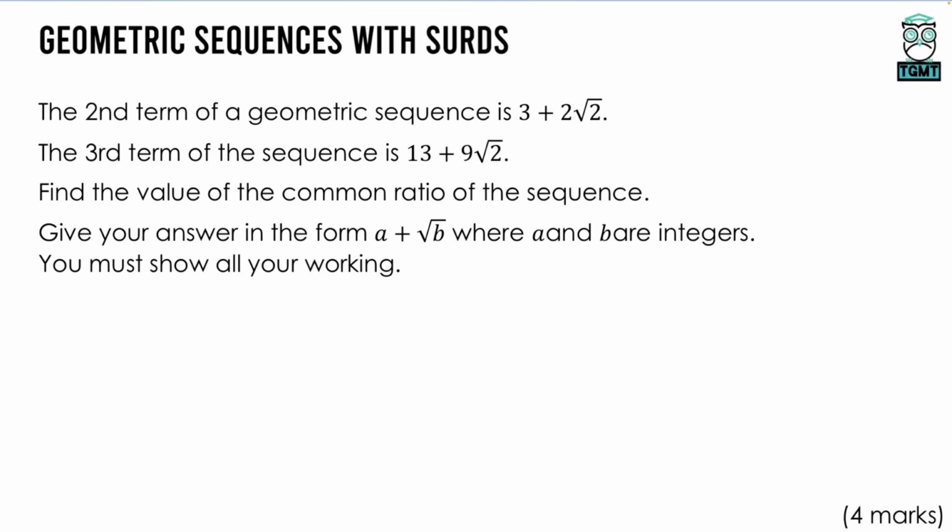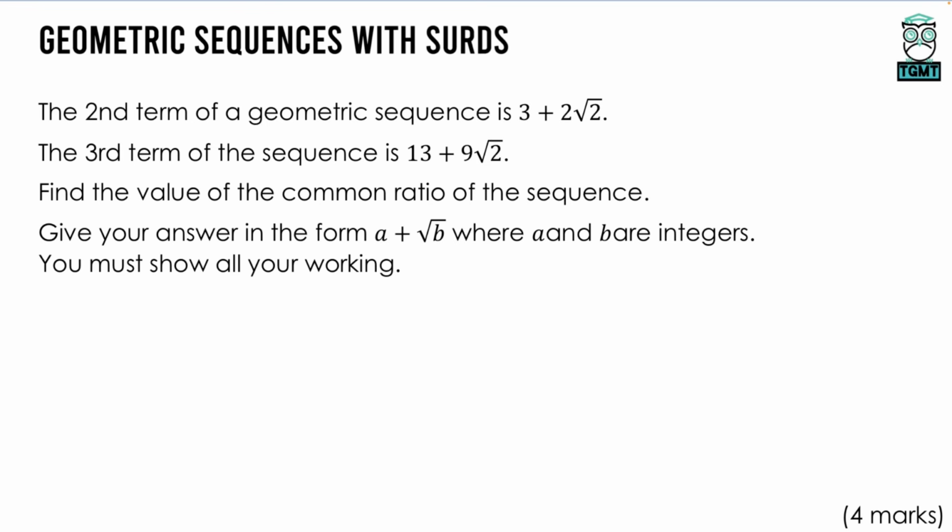Okay, so it says here the second term of a geometric sequence is 3 plus 2 root 2. The third term of the sequence is 13 plus 9 root 2. Find the value of the common ratio of the sequence. And then give your answer in the form a plus root b, where a and b are integers, and you must show your working.